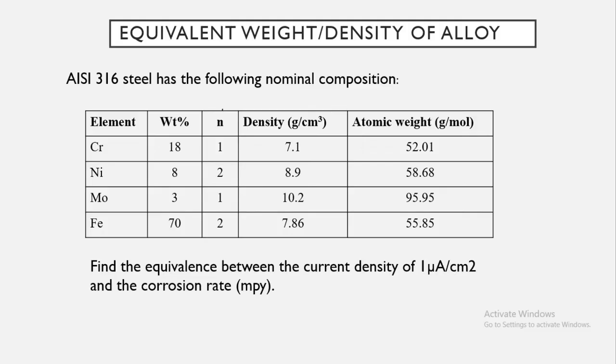So we are moving on to the equivalent weight and density of alloys. With equivalent weight and density of alloys, we have the element, the weight, the number of electrons transferred, the density, and the atomic weight. This question is asking us to find the equivalence between the corrosion current density of 1 microamp per centimeter squared and the corrosion rate in MPY. Luckily for us, let me teach you something. We are going to use the same formula. Since I is given in microamps, 1 microamp per centimeter squared, and we are supposed to find this in MPY, we are going to use this formula.